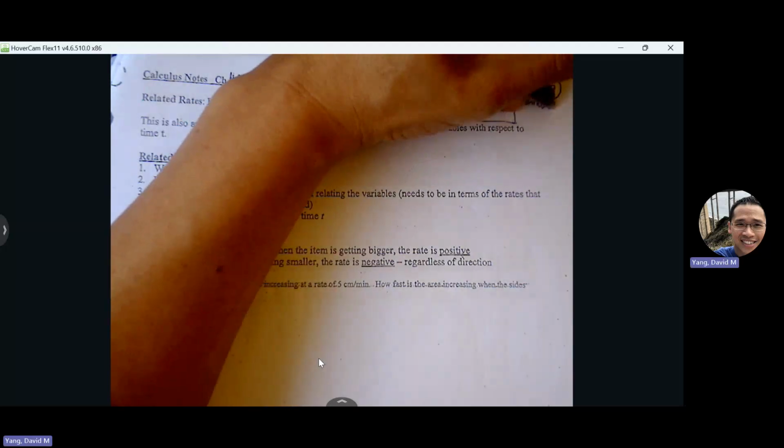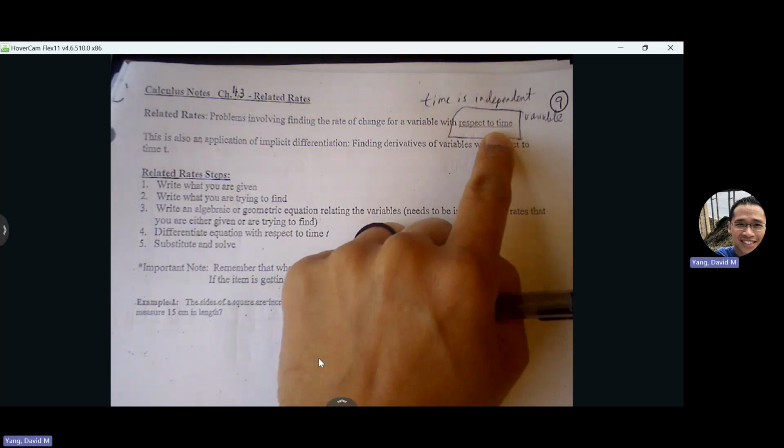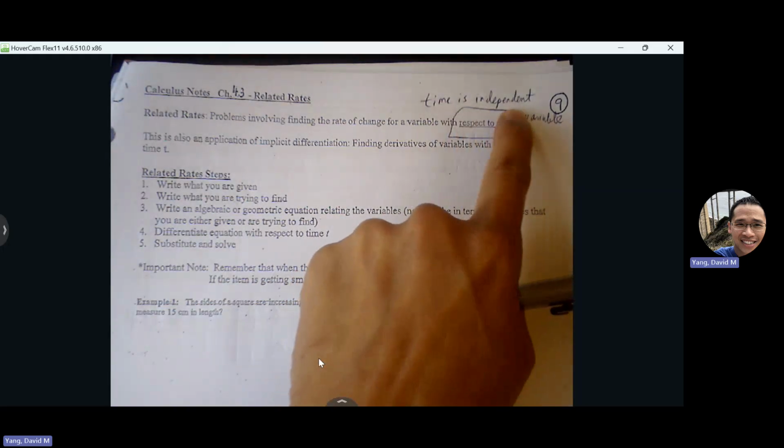And that is a bit of a change because up to this point, our independent variable has mostly been x. So when we find the derivative, it's always been with respect to x, right? So y prime of x, dy over dx. Those are all indicating that we're finding the derivative with respect to x. But now it's with respect to time.